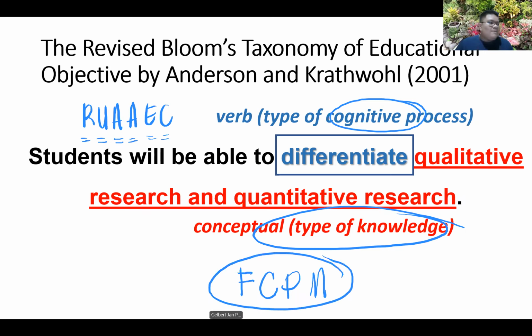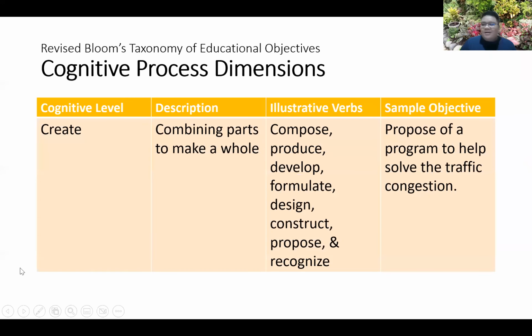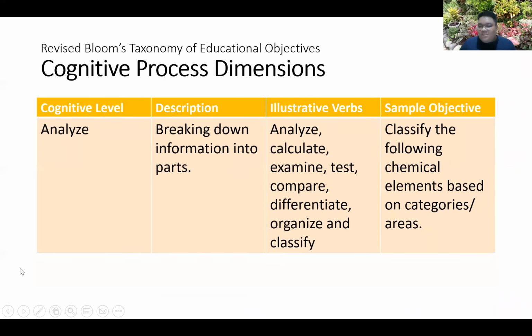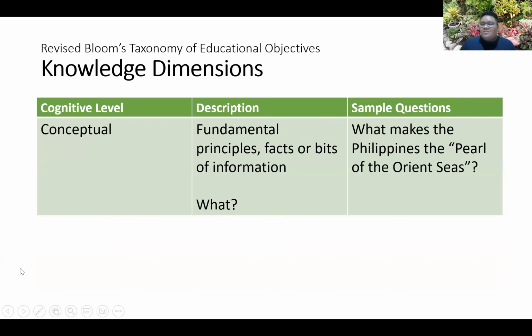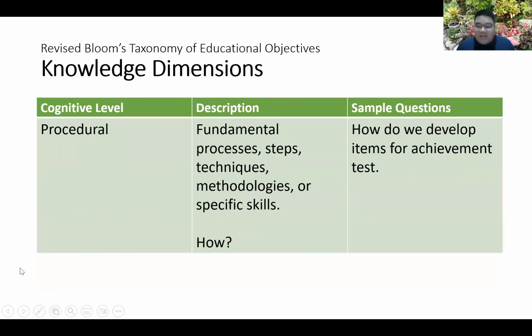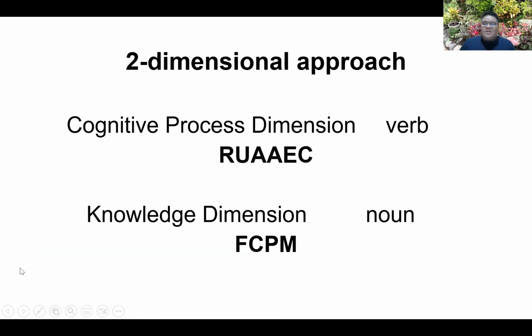Sir, multiple choice naman ang exam mo. Bakit kailangan mag-memorize? Class, you will know that even if it's just multiple choice, you will be able to assess the mastery of the students. So memorize that, FCPM. Okay? So class, review the definition of the 6 levels of the cognitive process. And then also try class to review the 4 types of knowledge dimension. Again class, ito RUAAEC at saka FCPM po natin.